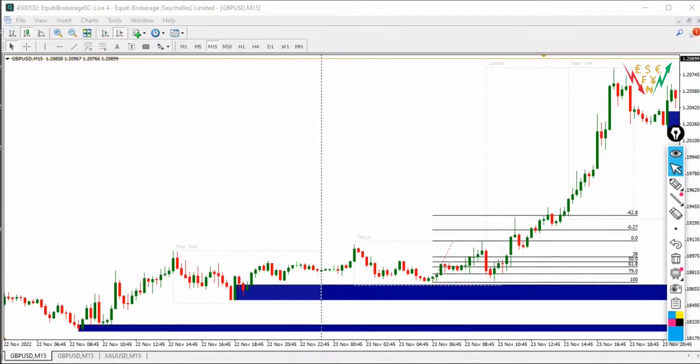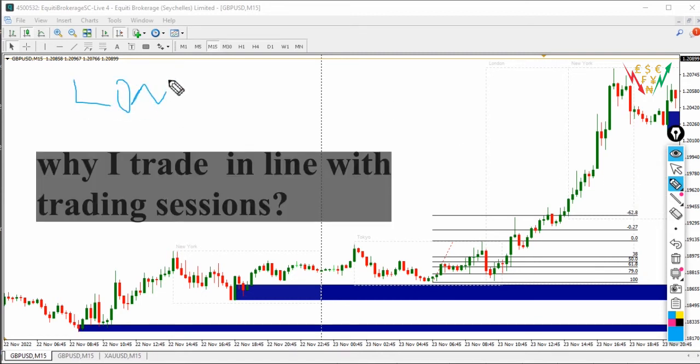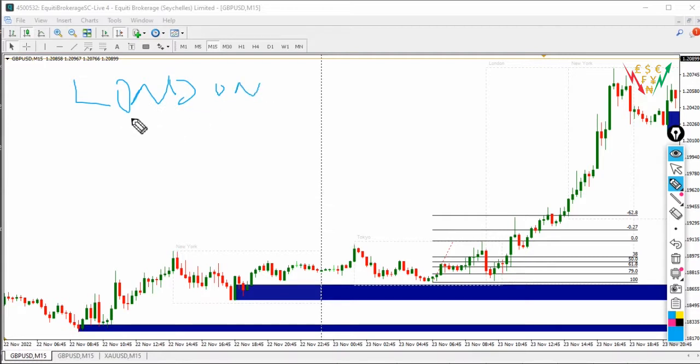So guys, in the previous content I did promise I was gonna explain why I trade the pound USD on this particular trading session. First off, I want to trade between the London trading session, at the beginning of it, a few minutes after I begin to find my entries and setups, and then the beginning of the New York session.